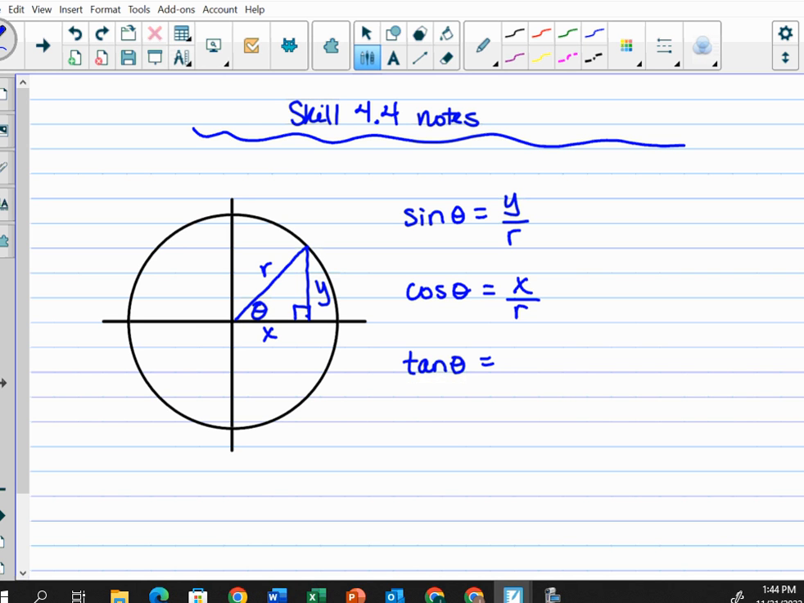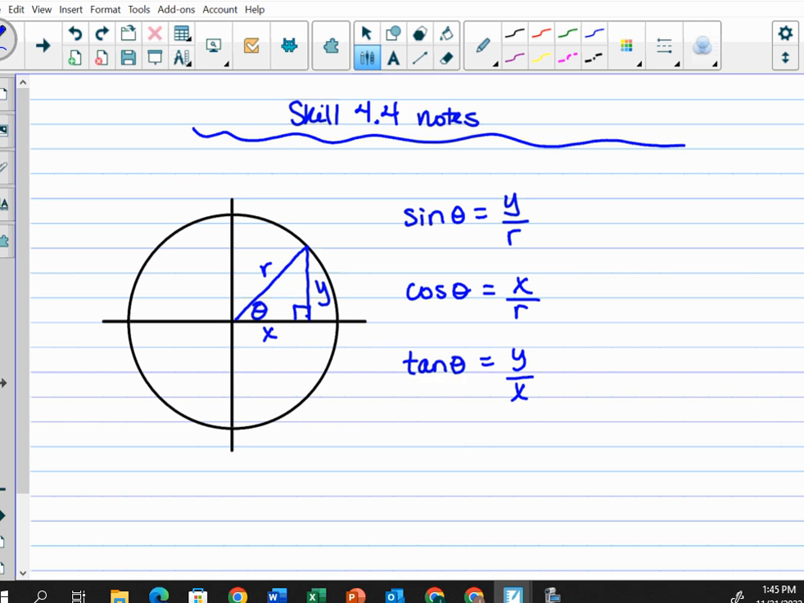What is the sine, cosine, tangent? Do you remember SOHCAHTOA from geometry? Sine is opposite over hypotenuse. Cosine is adjacent over hypotenuse. Tangent is opposite over adjacent. So guys, tangent, what is that going to be in my triangle? X over Y or Y over X? Y over X. Opposite over adjacent. Okay, those you should know from geometry.